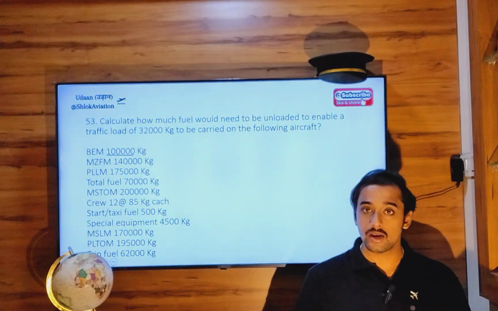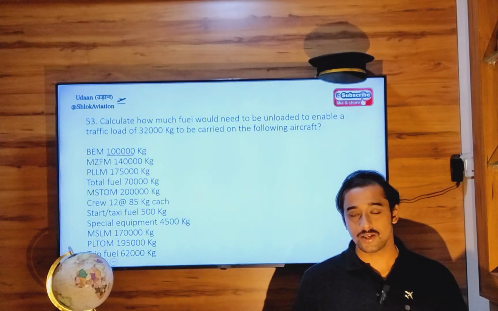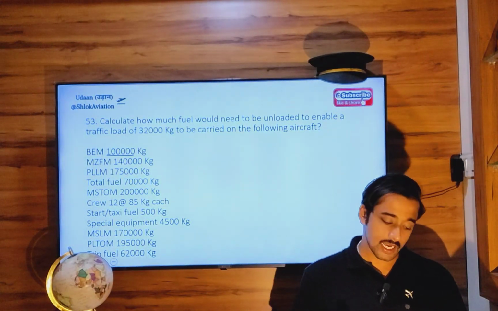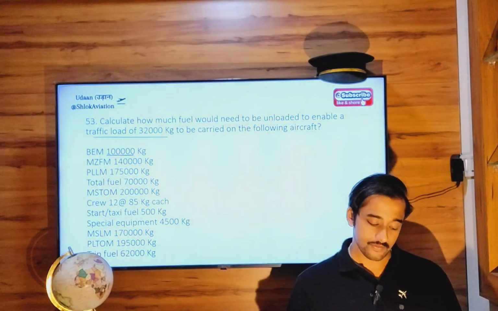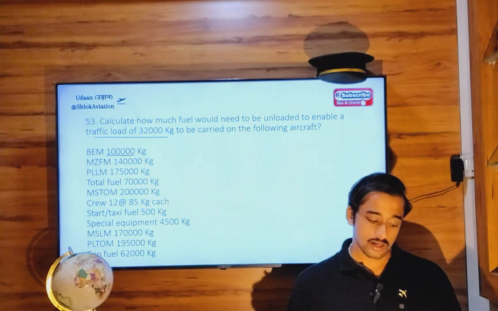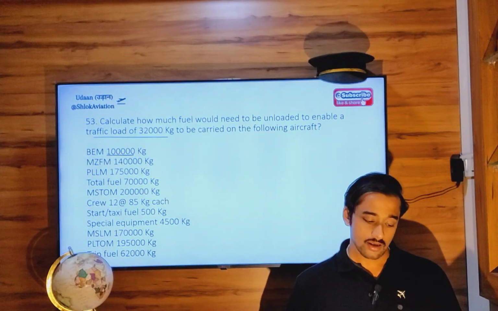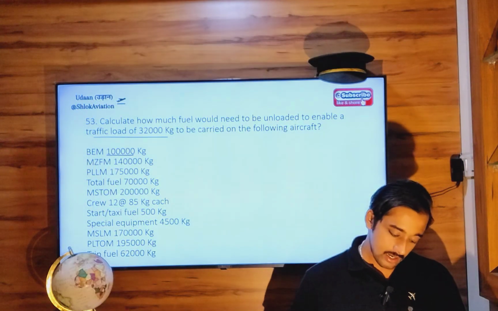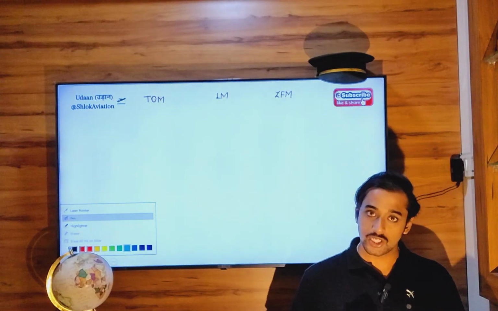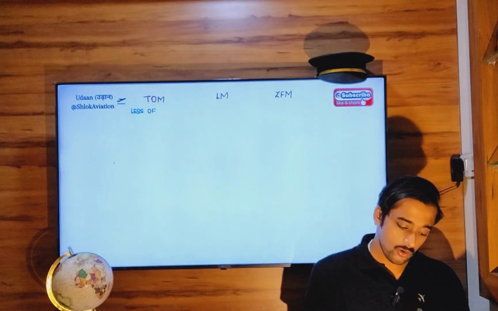How much fuel would need to be unloaded to enable a traffic load of 32,000 kg to be carried on the following aircraft? So we have to make some space for this extra traffic load of 32,000 kg, and in order to add the extra load, we will have to subtract something called fuel to make space for extra traffic load. So we will start with the usual procedure. Takeoff mass is the lesser of performance limited takeoff mass and structural takeoff mass.